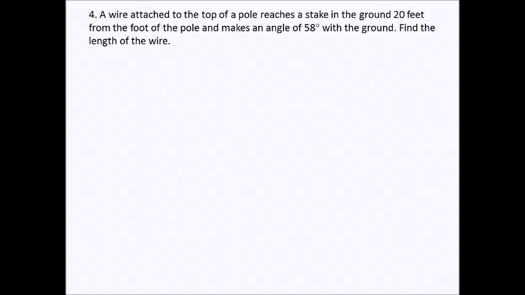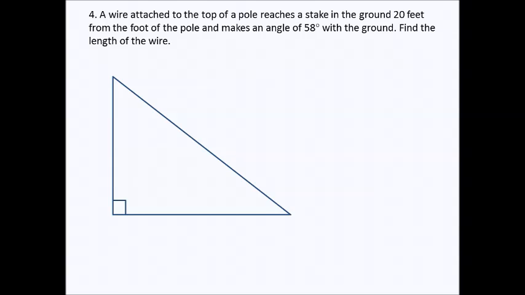A wire attached to the top of a pole reaches a stake in the ground 20 feet from the foot of the pole and makes an angle of 58 degrees with the ground. Find the length of the wire. Step 1, draw a right triangle. Step 2, label the triangle.